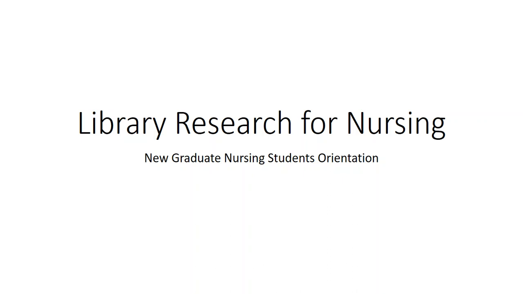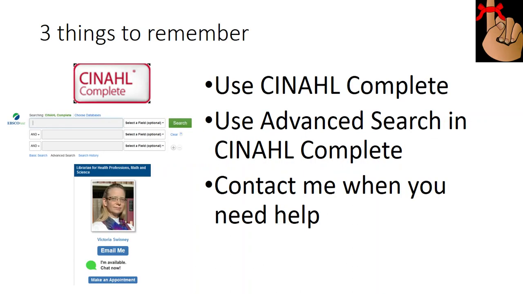In initial orientations, when you're overwhelmed with information, I like to try to get you to remember three key things about research in nursing at OCU. The first is to use CINAHL Complete. The Cumulative Index to Nursing and Allied Health Literature provides the best single source of academic journal articles in nursing, and searching it by itself provides additional control over your searching for faster and better results.